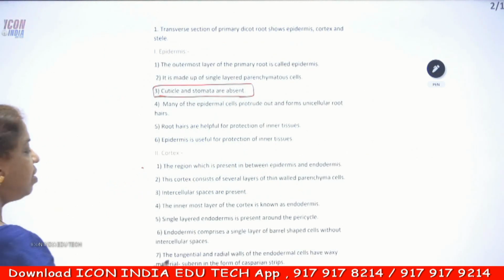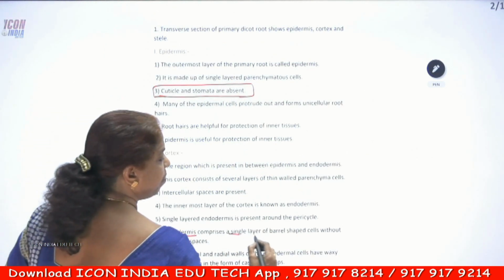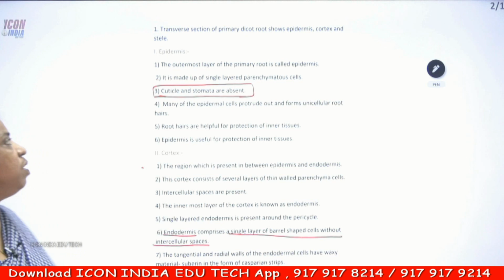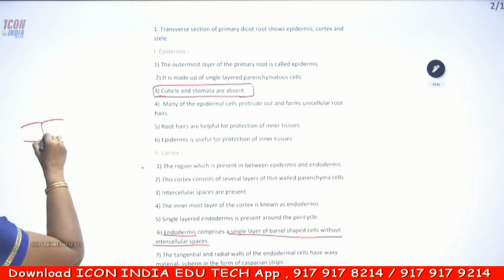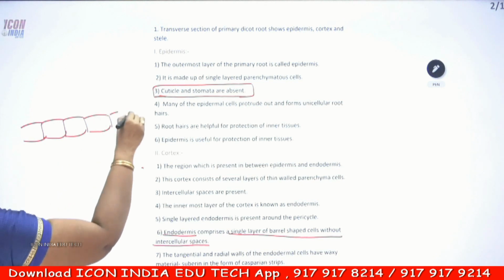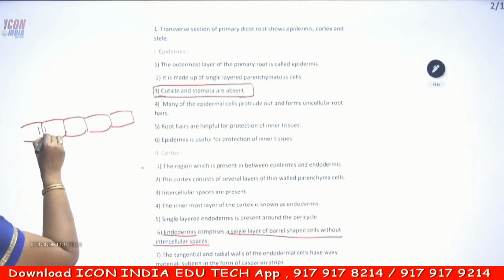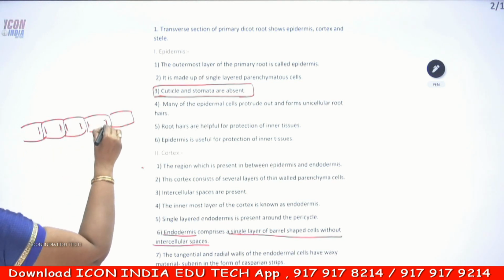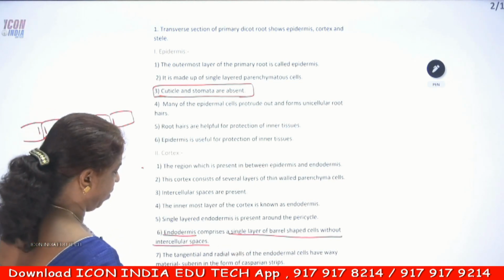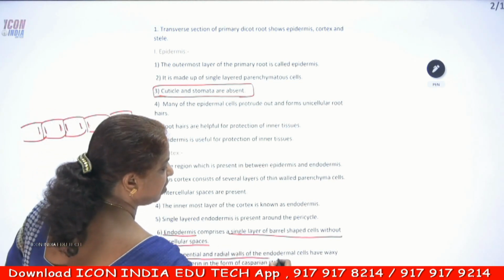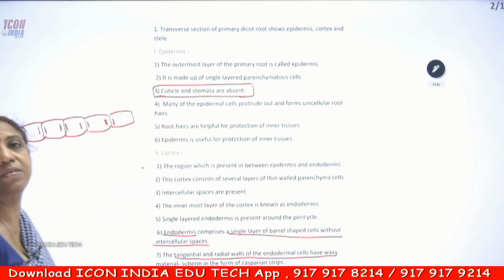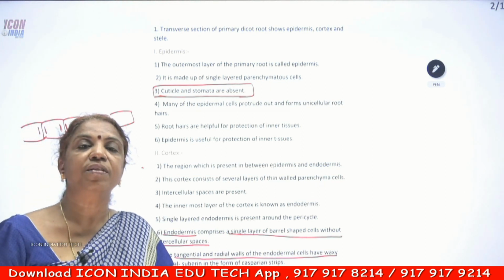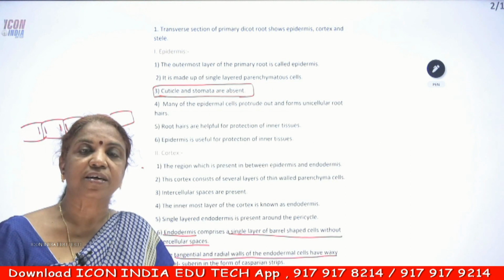See, look there. Here the endodermis is a single layer of barrel-shaped cells without intercellular spaces. Here the tangential, look there, and this is the endodermal cells. The tangential and radial walls of endodermal cells are made up of Casparian bands. So checking in your question paper, the tangential and the radial walls are made up of Casparian strips. That is in your question paper. The examiner checks whether the student is going to write the Casparian strips.